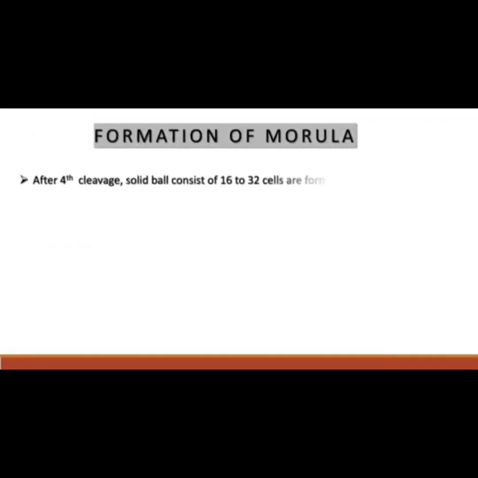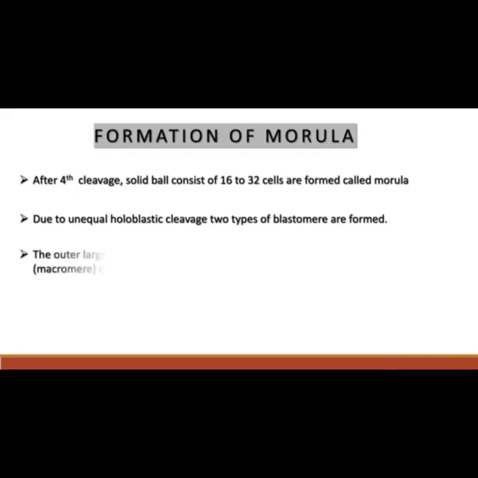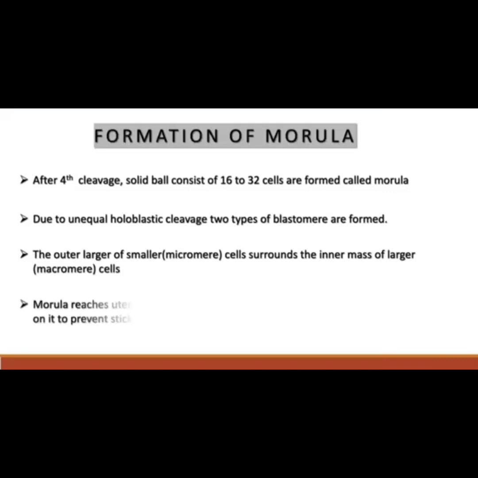Formation of morula. After the fourth cleavage, a solid ball consisting of 16 to 32 cells is formed, which looks like a little mulberry, called the morula. Due to holoblastic and unequal cleavage, two types of blastomeres are formed. There is an outer layer of smaller transparent cells called micromeres around an inner mass of larger cells called macromeres. The morula reaches the uterus about 4 to 6 days after fertilization. It is still surrounded by the zona pellucida that prevents it from sticking to the uterine wall.